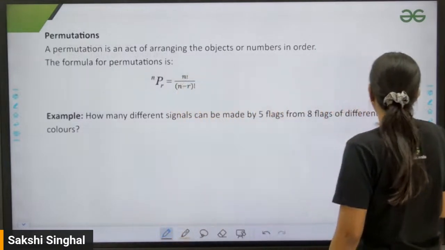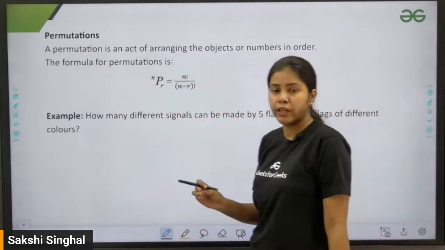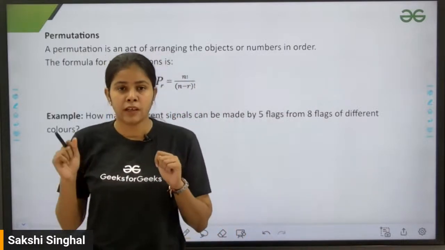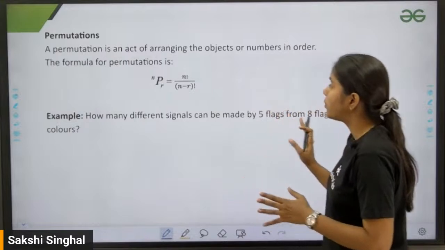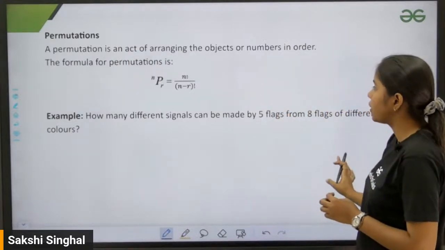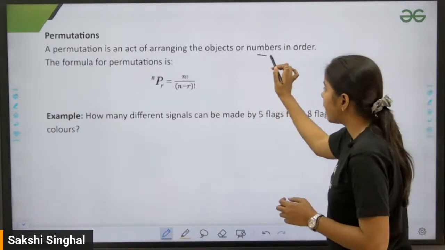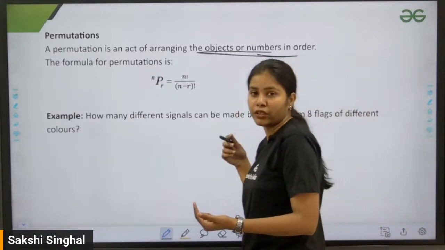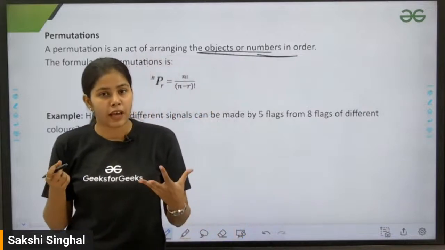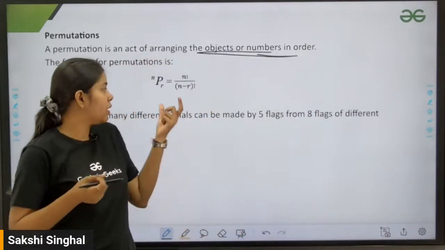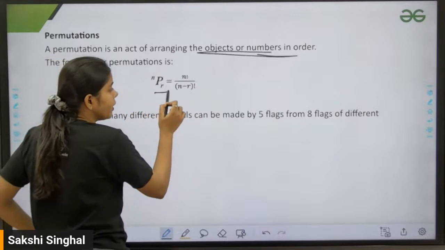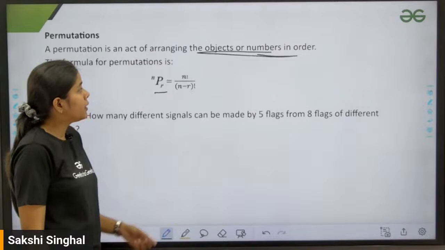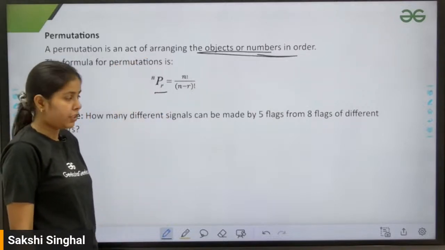Okay, so first is permutation. The first thing students have difficulty with is the difference between permutation and combination. So we'll first understand what permutation is. A permutation is the act of arranging objects or numbers in order. So if I arrange a number of objects, we say that it is a permutation. And the formula for permutation is nPr, n factorial upon n minus r factorial.